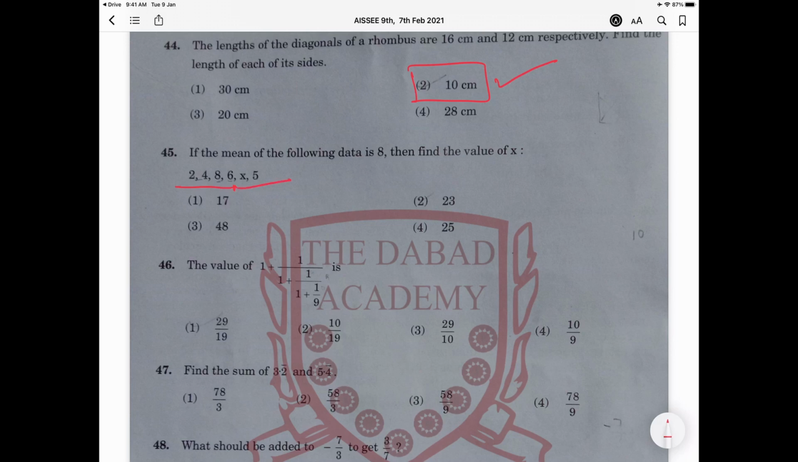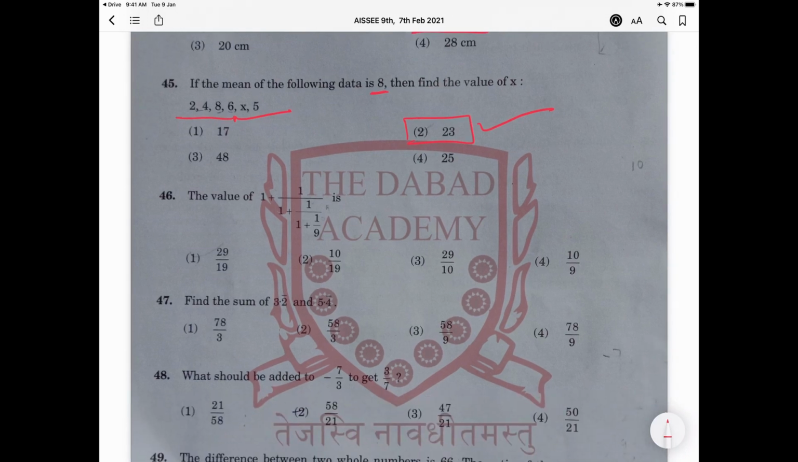So in 45, mean means average, right? In 45, the correct answer is 23, right? Mean is given as 8. In question number 46, the correct answer is 29 by 19, which is option number 1.